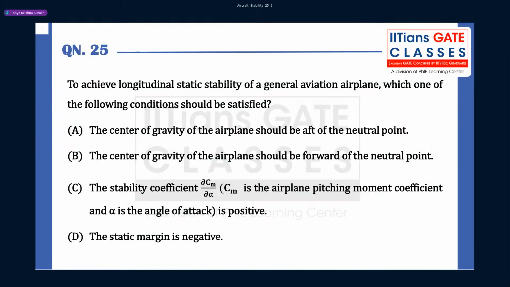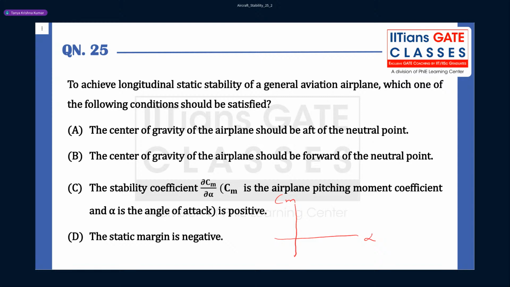To achieve longitudinal static stability of a general aviation airplane, which of the following conditions should be satisfied? Longitudinal stability, this was a fairly simple question, straightforward. Let's go over the points that we discussed in general for longitudinal stability. Point number one, I hope you remember the graph, which is Cm versus alpha. Cm is the pitching moment coefficient, alpha is the angle of attack.